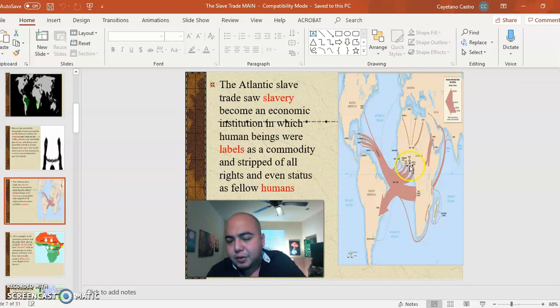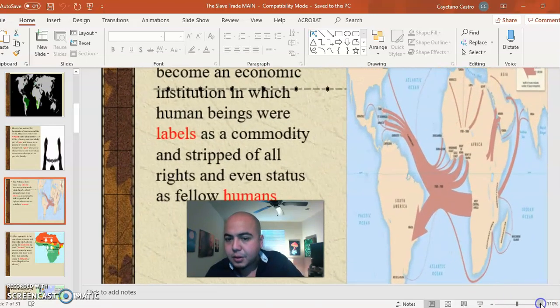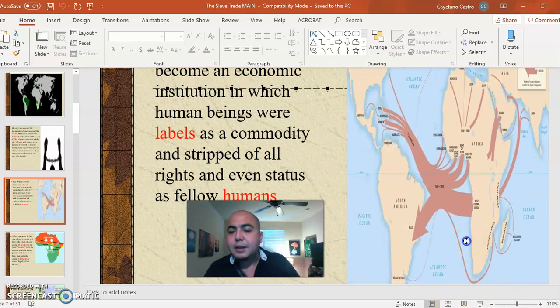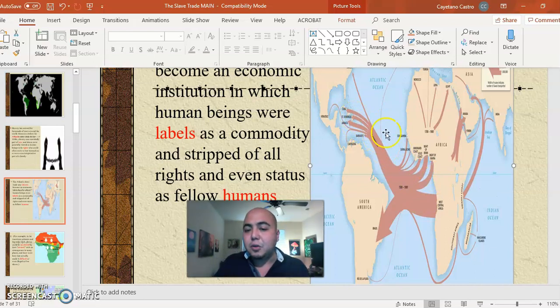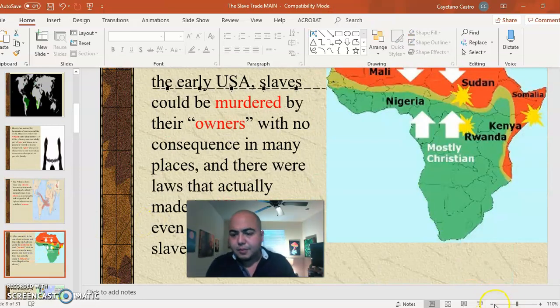So right here, there's a map. Let me see if I can zoom in. There's a map so you can see the high amount of slave exporting from Africa and what parts. So the bigger the lines, the more slaves were being exported. So you can see in the Americas there's multiple lines, but you can see the vast amount were being exported to South America, and that's modern day Brazil. All right, let me zoom out.